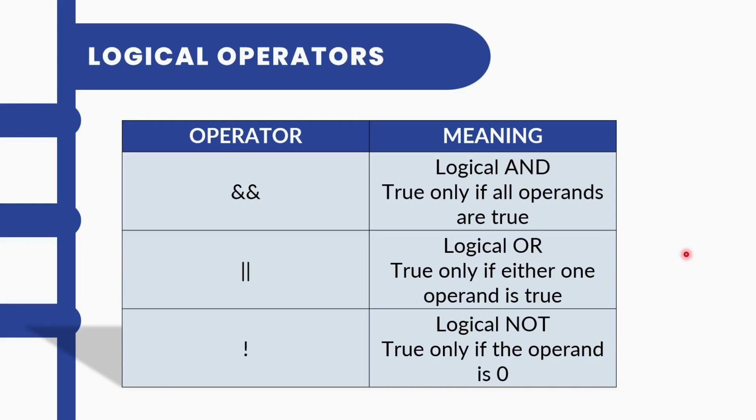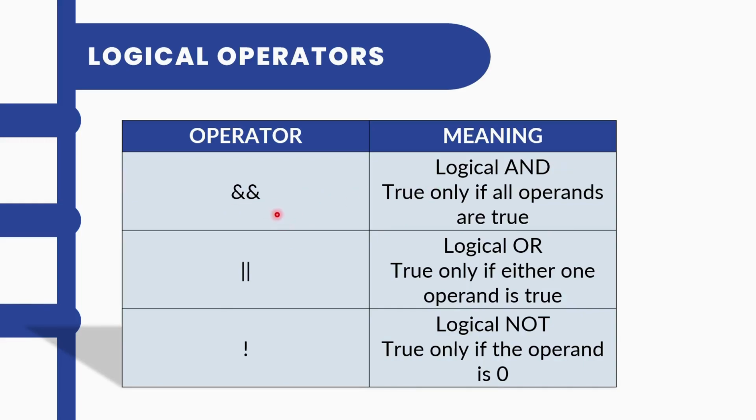Third type, logical operators. Now an expression containing a logical operator returns either 0 or 1 depending upon whether the expression results in true or false. Logical operators are commonly used in decision making in C programming. There are 3 types of logical operators.